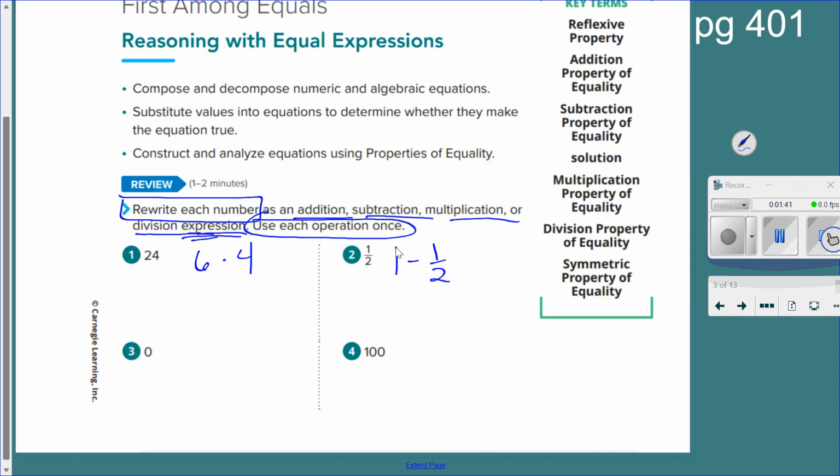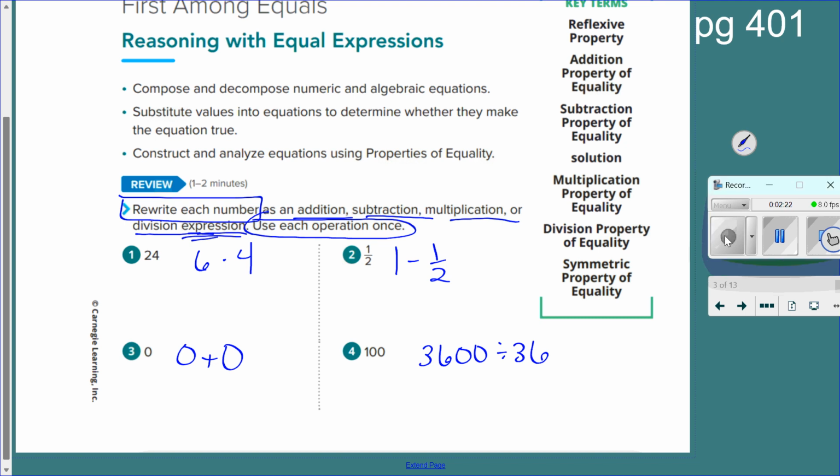0 divided by 8. No, you can't divide with 0. Okay, let me rephrase. We need an addition problem for 0. There we go. And we need a division problem for 100. How about 3,600 divided by 36? That would work. What about 200 divided by 2? Yes.